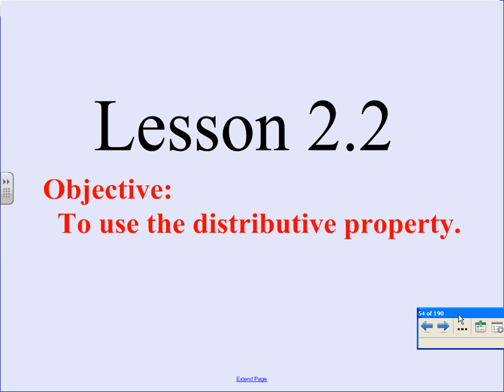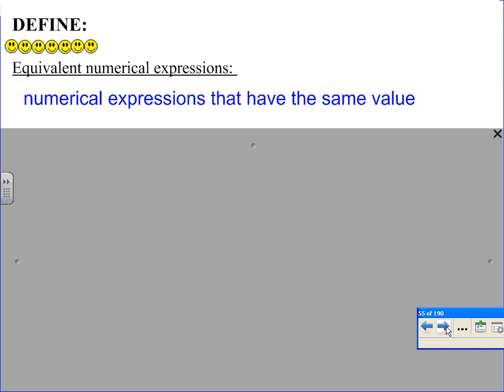Okay, so the distributive property, lesson 2.2. Okay, the definition for equivalent numerical expressions. Okay, we're on page 6. Numerical expressions that have the same value. Equivalent numerical expressions are numerical expressions that have the same value. Okay, I just want you to go right to this because I'm going to switch it in a second. Just go right here. You can get that later.